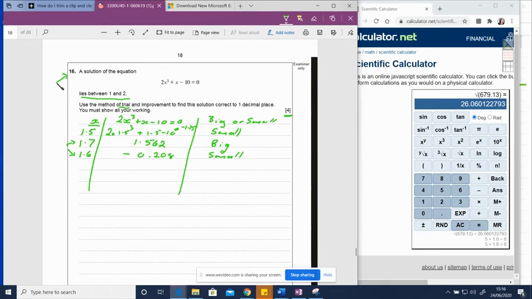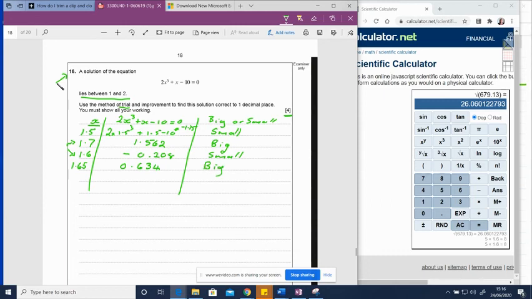I'm now going to try 1.65 because if that's too big, the answer will be rounded to 1.6. But if it's too small, the answer will be rounded to 1.7. So trying 1.65, putting it into the calculator, the answer is 0.634, which is too big.